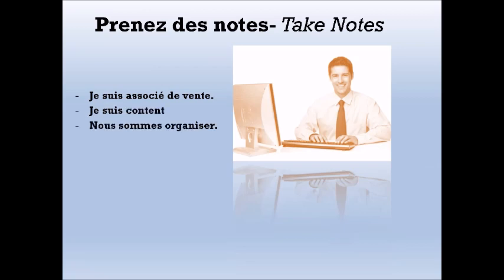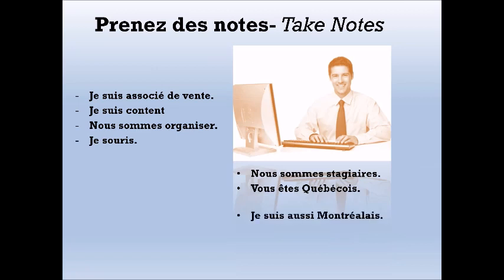And here are some phrases that you could use along the way to describe yourself. So, masculine. Je suis associé de vente. Je suis content. Nous sommes organisés. Je souris. Nous sommes stagiaires. Vous êtes québécois. Je suis aussi montréalais. So I did translate these in class, but I think you have a good understanding of what these phrases are. If you're not sure, again, you can easily use Google Translate to get the versions in English or in your own language.